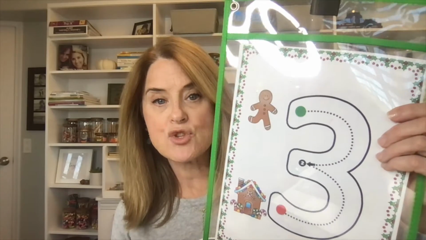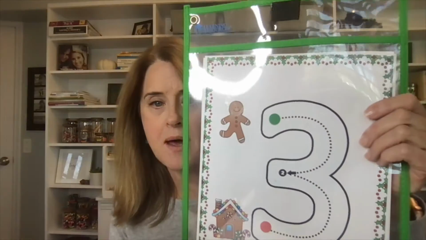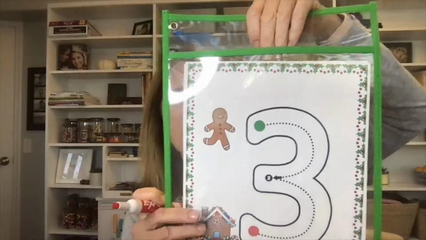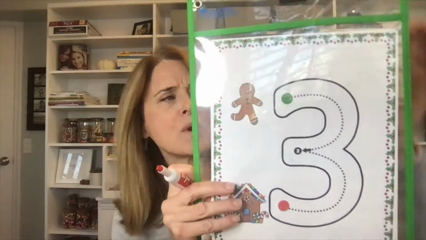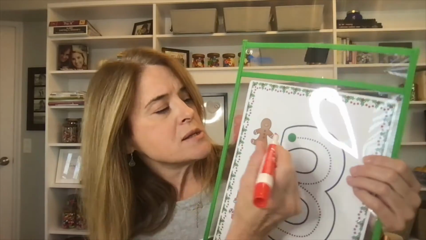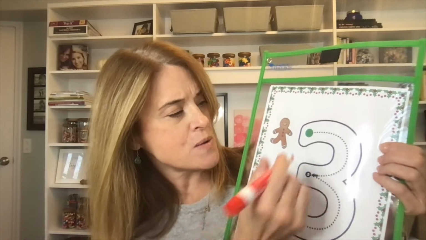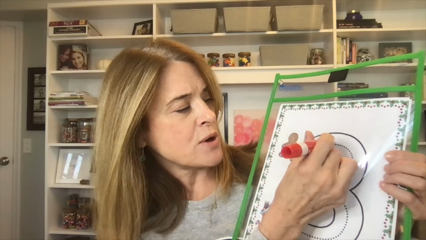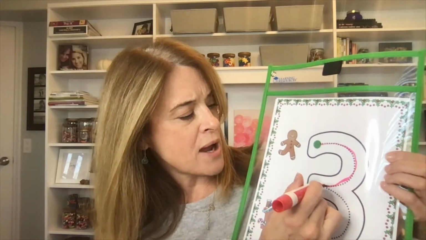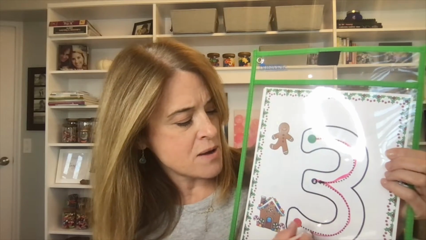So I've got these great gingerbread men tracing number sheets. They're really big, so they're great for your 3 and 4-year-olds. I put them in these little pouches that you can dry erase. I tell the kids that we're going to let the gingerbread man find his house. We start at green because green means go. We use our dry erase marker and follow the arrows, and we stop at red because red means stop.